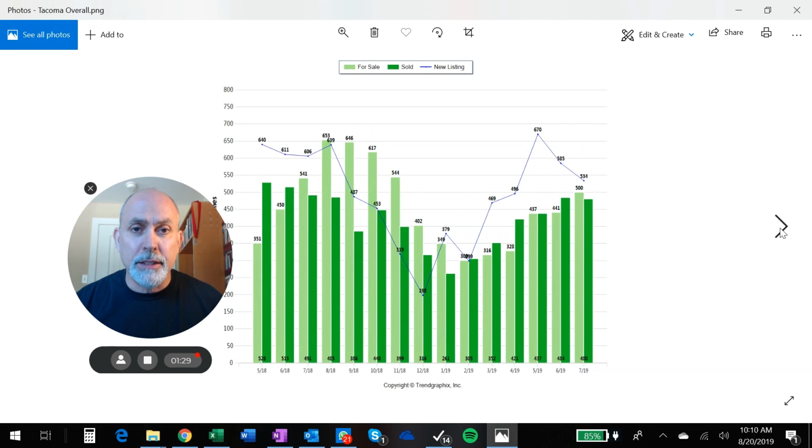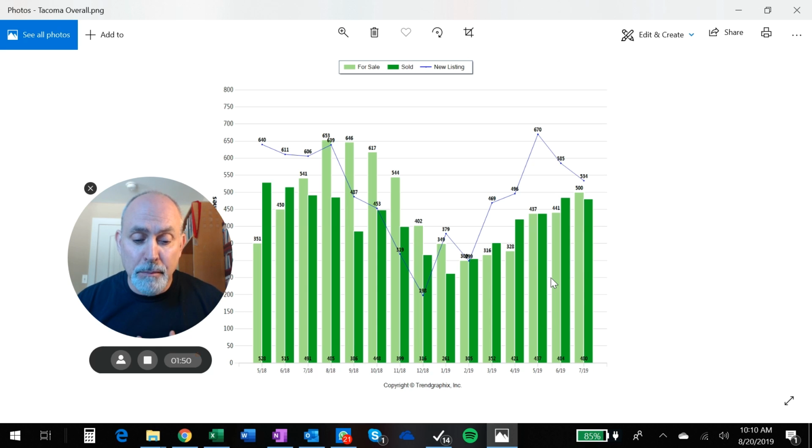Alrighty, here we go. This is Tacoma overall. This is all the price points combined. You can see that heat. The light green is the for sale. The dark green are the solds. You can see that it is just matching or exceeding everything that comes to market. Selling, selling, selling. There's very few months where there's excess inventory.